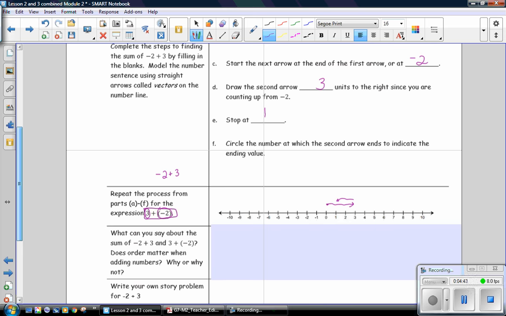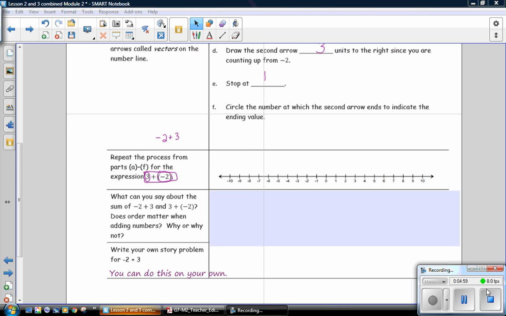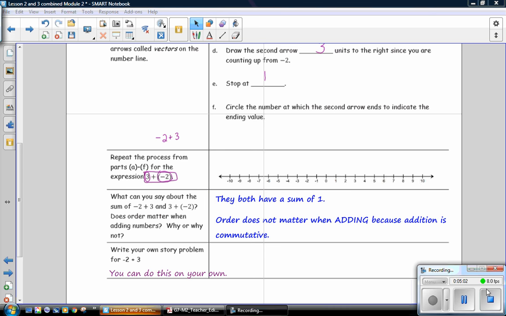What can you say about the sum of -2 plus 3 and 3 plus -2? Does order matter when adding the numbers? Why or why not? They both have a sum of 1, and order does not matter when adding because addition is commutative. Write your own story problem for -2 plus 3, and you can do that on your own and then resume the video.